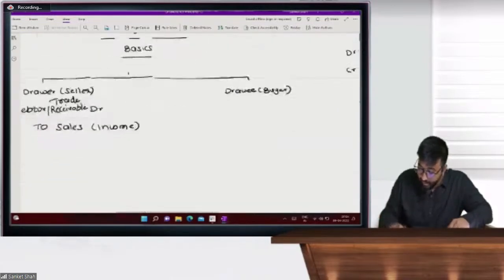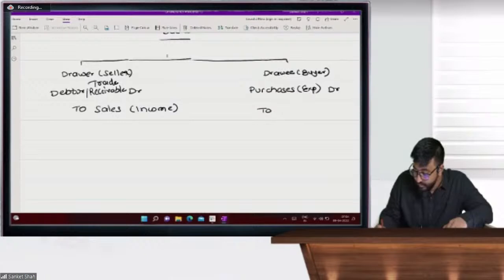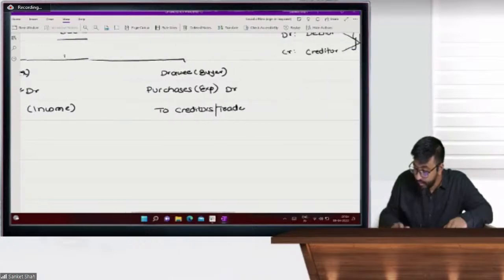Purchases account debit. It's an expense for the business. To creditors or trade payable.